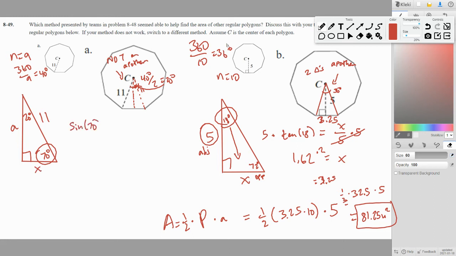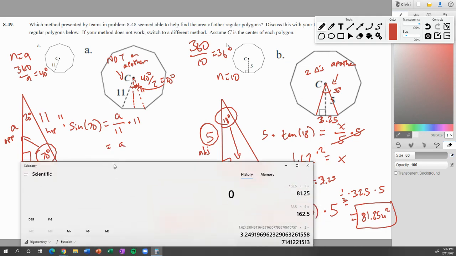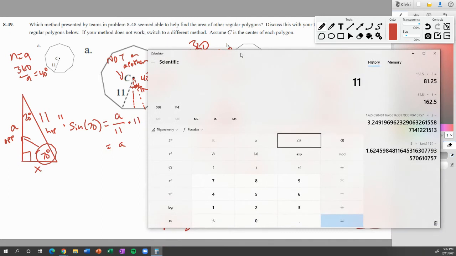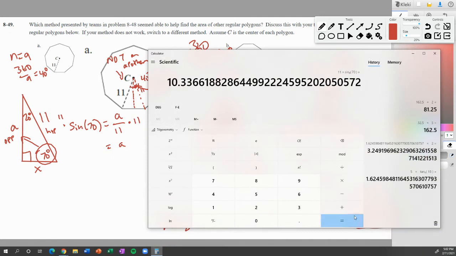So I'm going to use sine. Sine of 70 is equal to a over 11, because it's opposite over hypotenuse. So I multiply 11 on both sides. And so when I do that, my calculator, bring it back up here, 11 times sine of 70 equals, you should get about 10.34 as your apothem. So a is equal to 10.34.